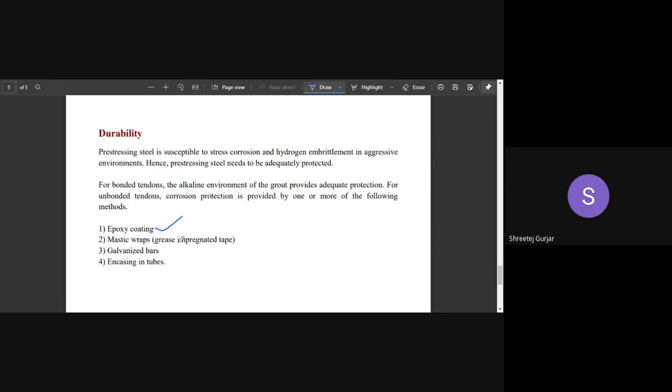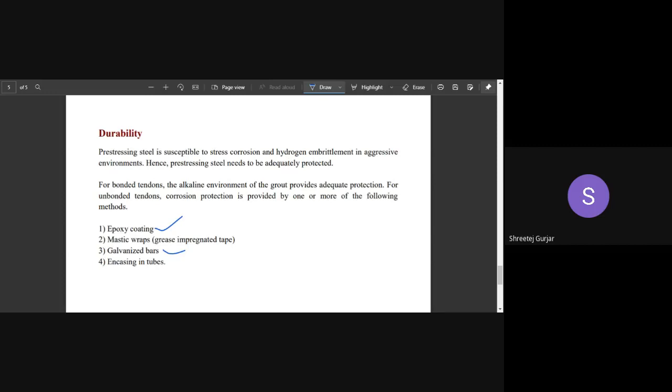Next, you can use galvanized bars. These galvanized bars are very resistant to corrosion. Remember, but one main disadvantage of galvanized bars is that they are very costly compared to your normal pre-stressing steel bars. So that is one disadvantage, but you can use galvanized steel bars whenever you have a very important structure, and whenever that important structure has an aggressive environment around it.